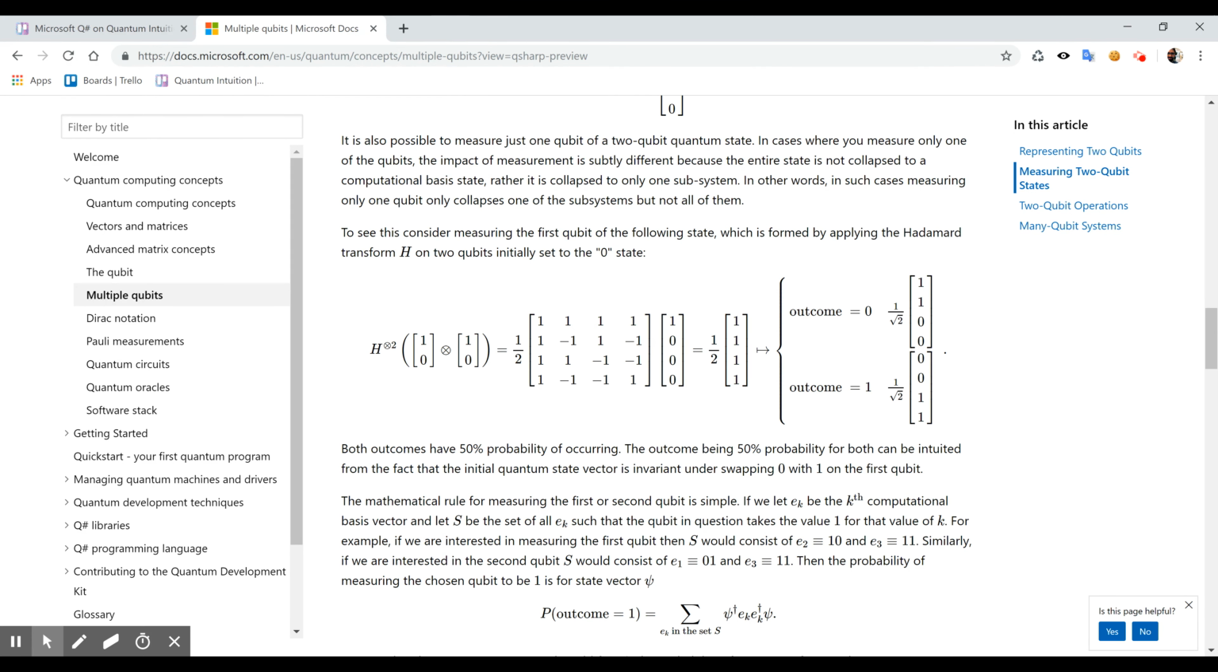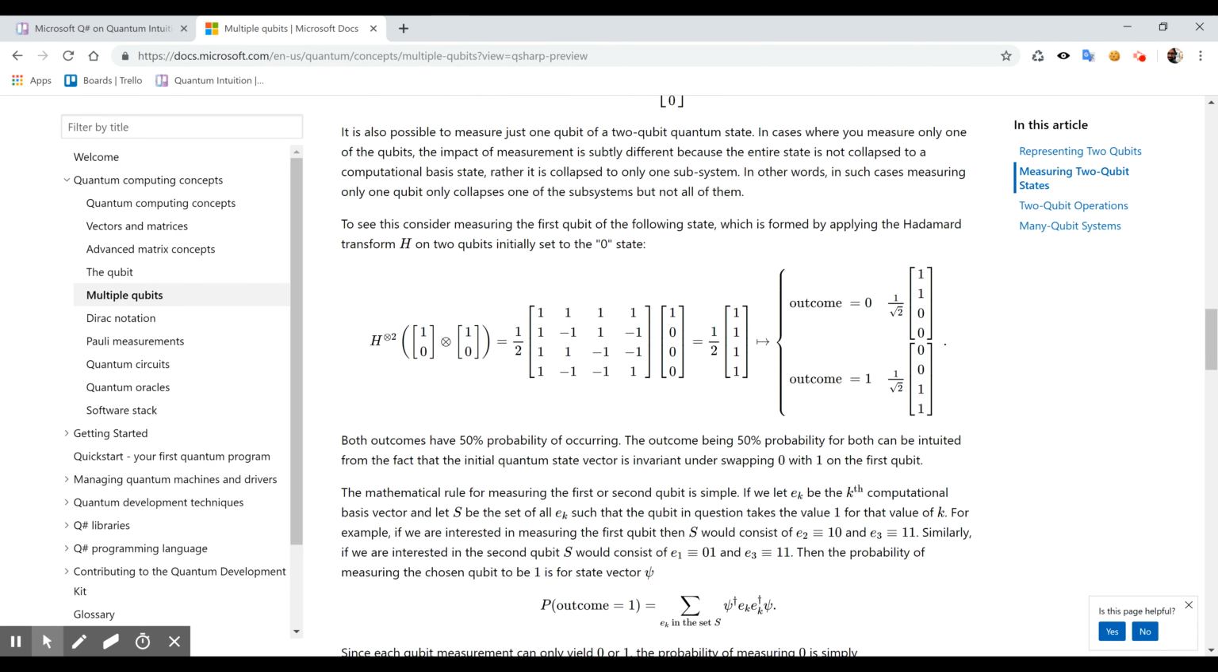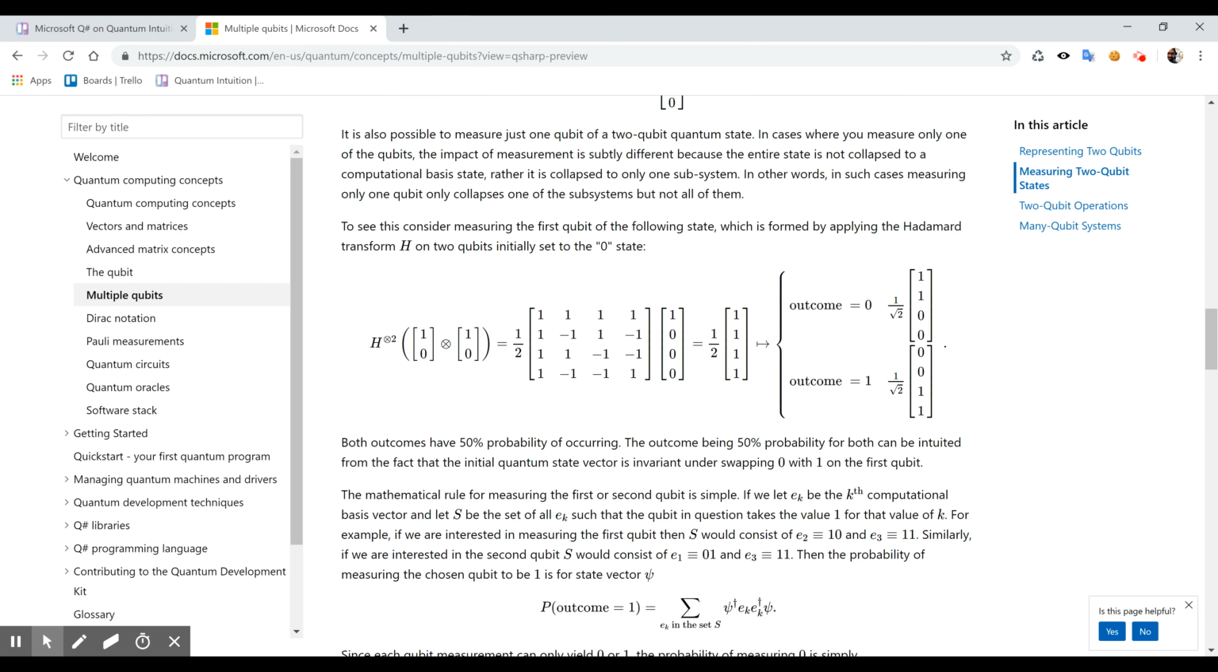I'm not so sure I understand that. The outcome being 50% probability for both comes from the fact that the initial quantum state vector is invariant under swapping 0 with 1 on the first qubit.